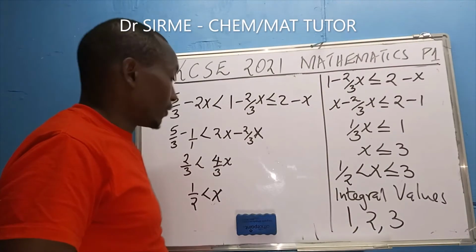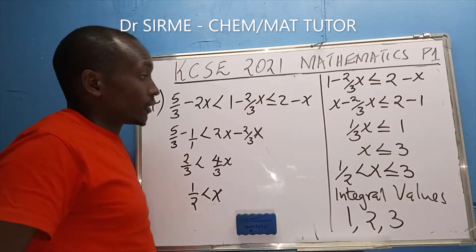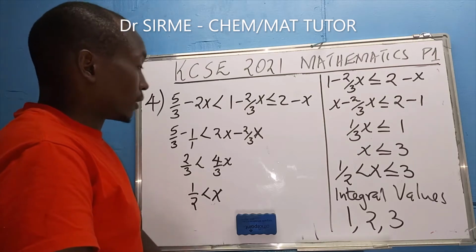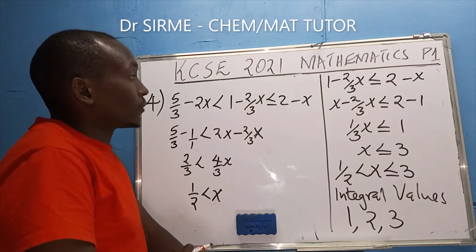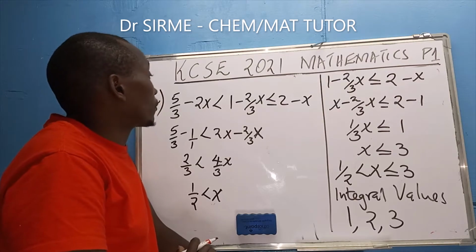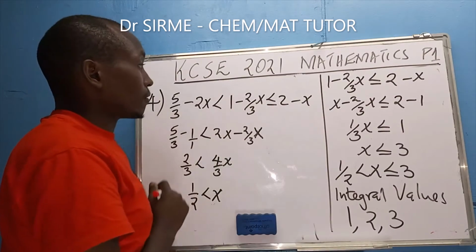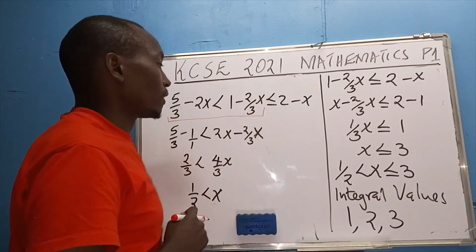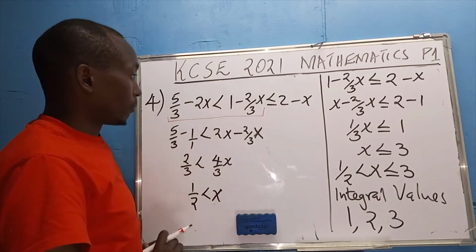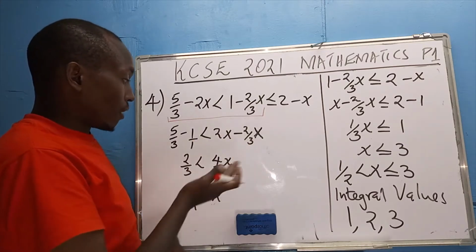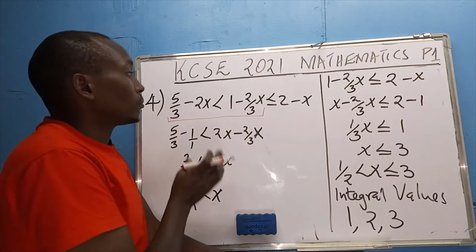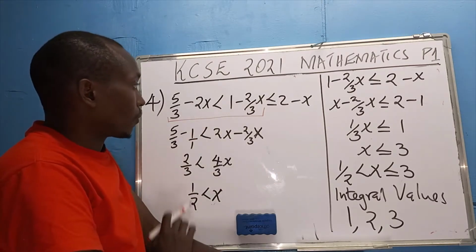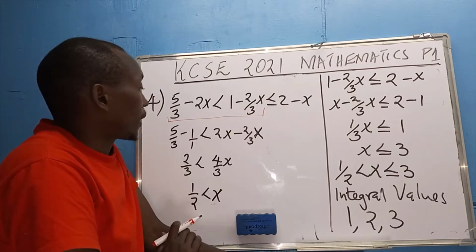Question 4, a question on linear inequality, Form 2 work. You are supposed to evaluate and of course give the integral values for the values of x. So here is the compound inequality. What the student is expected to do, you can first of all consider the inequality up to that point. What I've tried to do here is just to put the like terms together, the x together, the constants without x together.